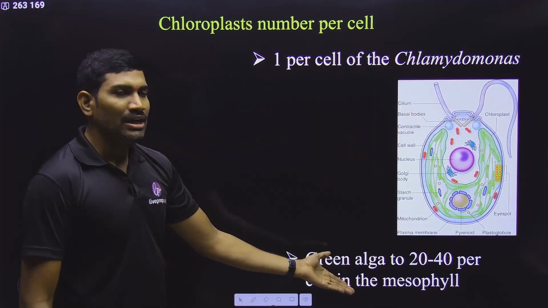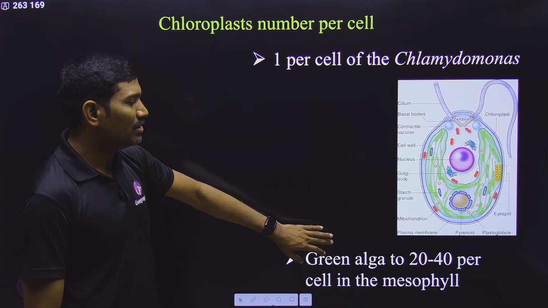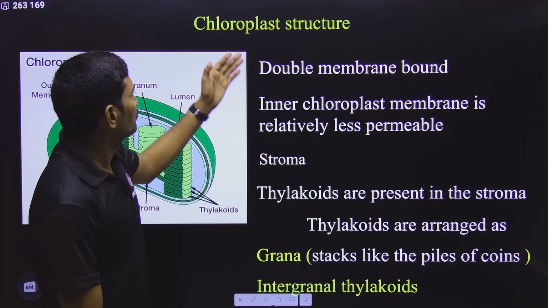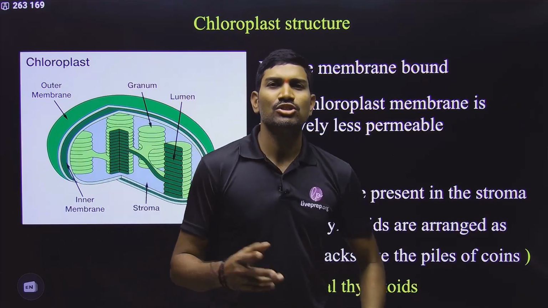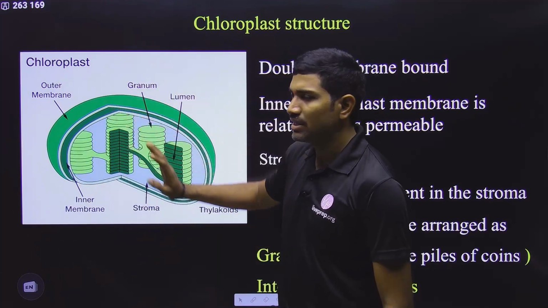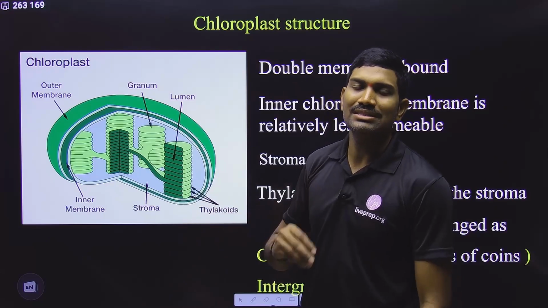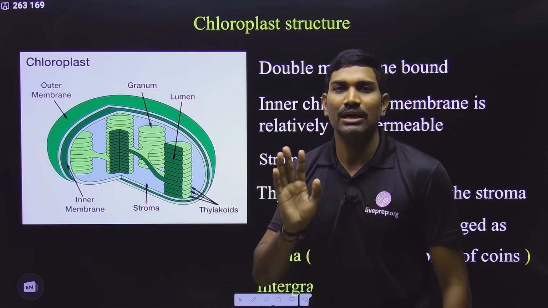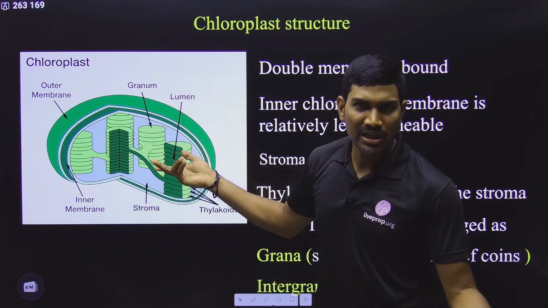Okay. Next one, if you are talking about higher plants, they have 20 to 40. Okay. So this is the information. Next one is regarding the chloroplast structure. If you observe, this is also double membrane bound, with an outer membrane and an inner membrane. Okay. Between these two there is also a space. This is called the periplastidal space or perichloroplastidal space, or simply the intermembranous space. Any name you can use.